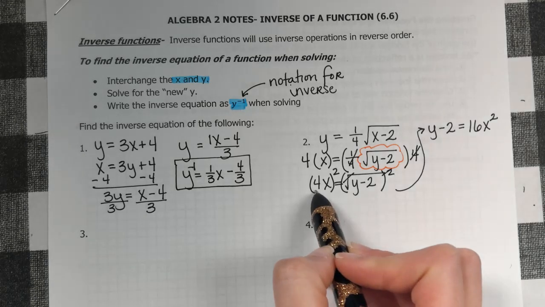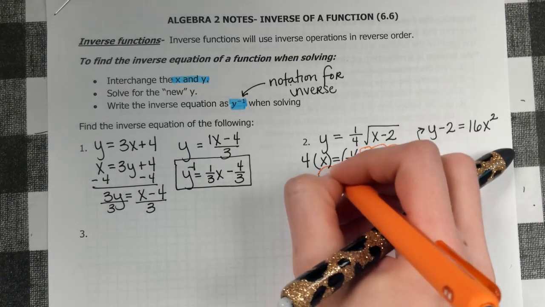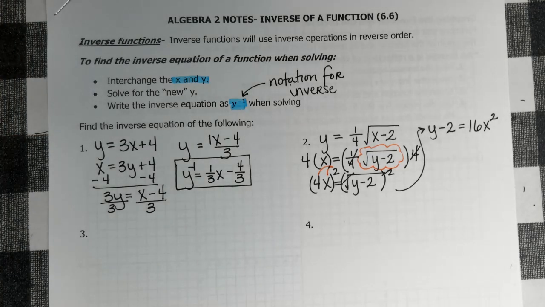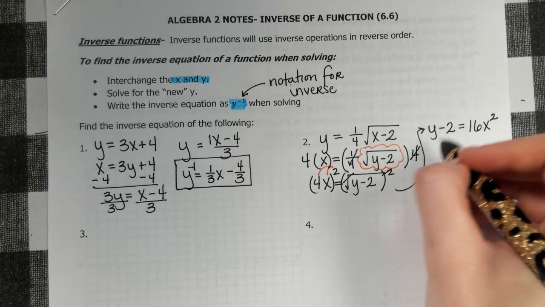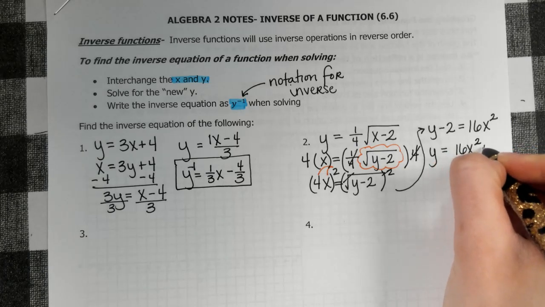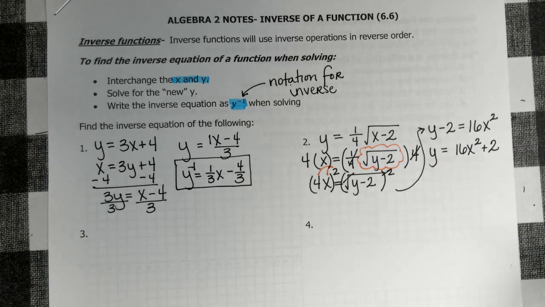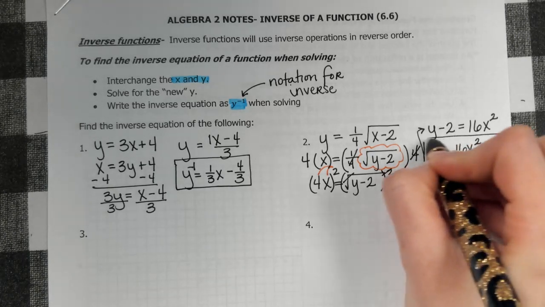You are taking the 4 and squaring it and the x. So if you need to write your little distribute lines so you know that both of those get squared, then do that. Okay, so now I need y by itself. What am I going to do? Add 2. So y equals 16x squared plus 2. Do I have anything to combine? No, so I can tack on my inverse notation, and that's my answer.